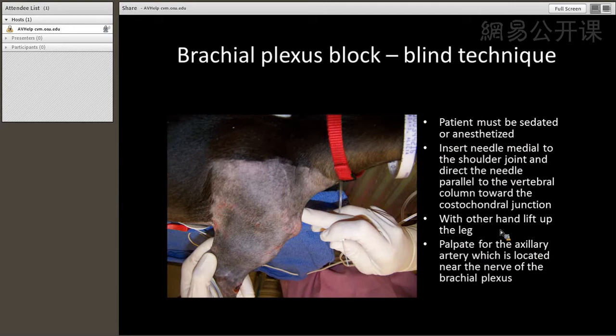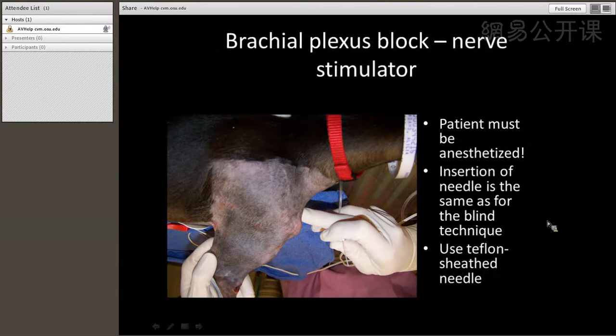With your non-dominant hand, you're going to palpate for the axillary artery, which is traveling alongside the nerves of the brachial plexus. And so with this left hand, this is one of our techs, and she's pulling up on the limb, and she's also palpating for that axillary artery. And so that's going to give her an idea of how far she needs to go in with the needle, and she's going to insert her needle right there.